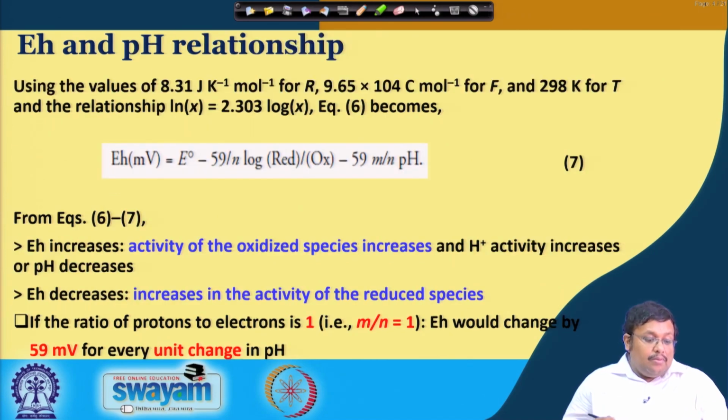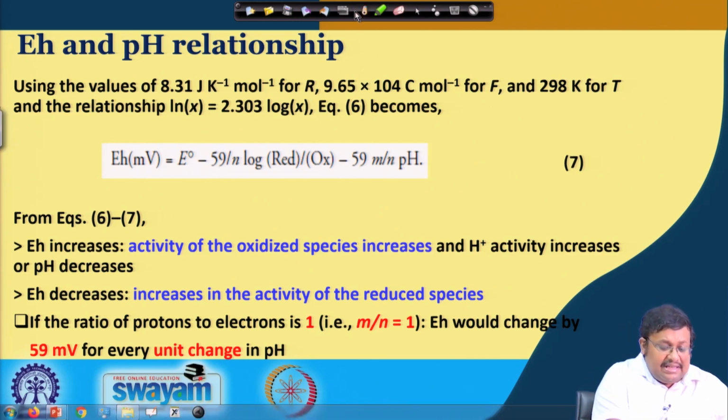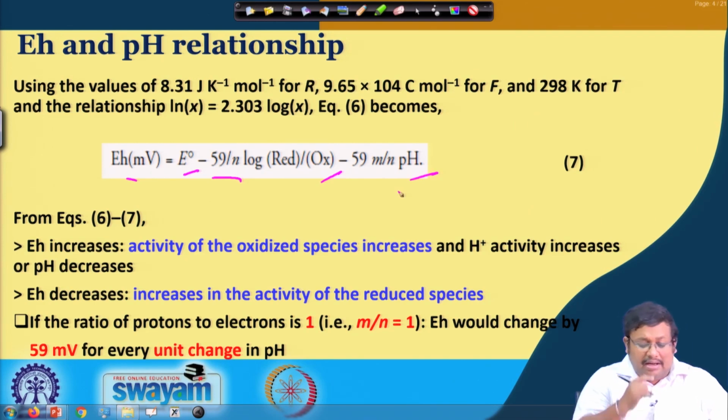between different reactions. So, then we have discussed the EH and pH relationship using the values of the molar gas constant as well as the Faraday constant, and the absolute temperature in Kelvin. And so, we have expressed the EH and pH relationship, which is basically EH in mV equals E0 minus 59 by n log reduced over oxidized minus 59 m by n pH. And basically m and n show the protons and electrons; when this m by n ratio becomes 1, then we can say that the EH would change by 59 millivolt for every unit change in pH.